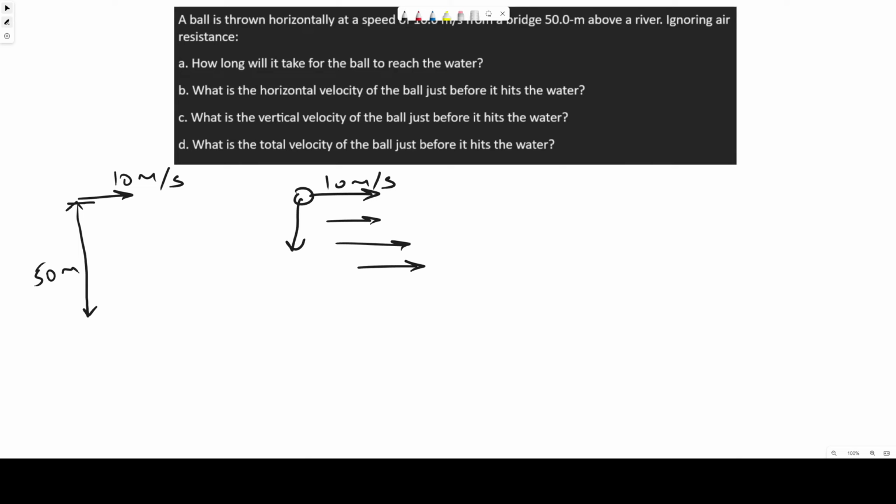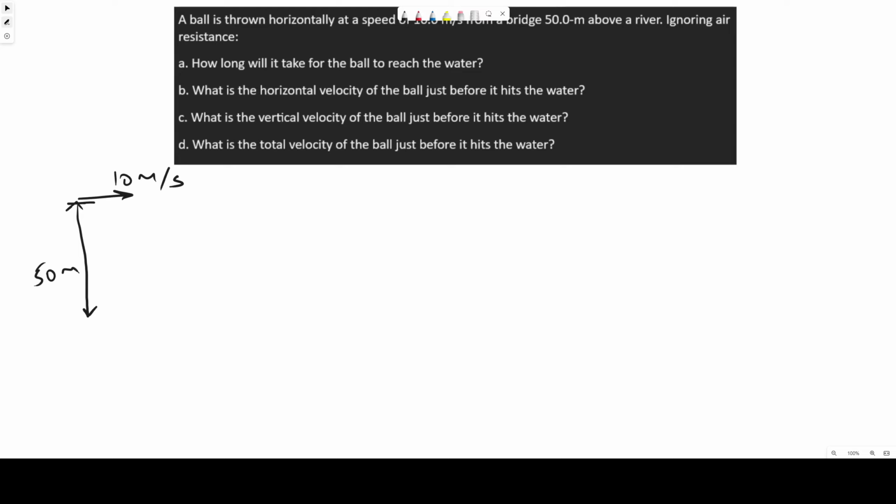hits the ground. So the answer for part B is simply going to be the velocity of the ball just before it hits the water. So v, or the final velocity, would be equal to 10 meters per second, and that's pretty much it. Part C asks, what is the vertical velocity of the ball just before it hits the water?